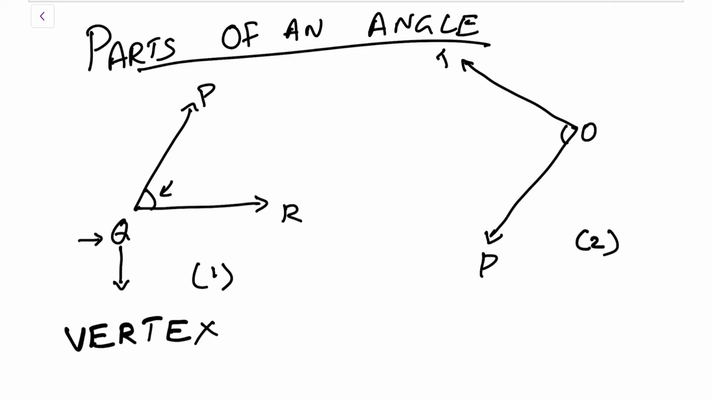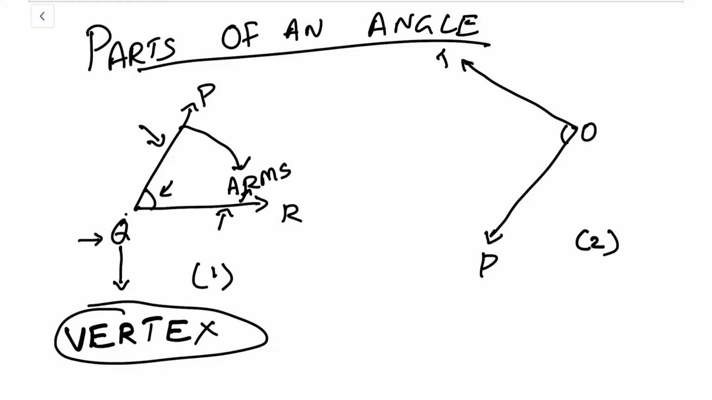Vertex. And QP and QR are the 2 arms. These are called the arms. Both QP and QR are called the arms. So we have the vertex, which is Q, and the arms, which are QP and QR.